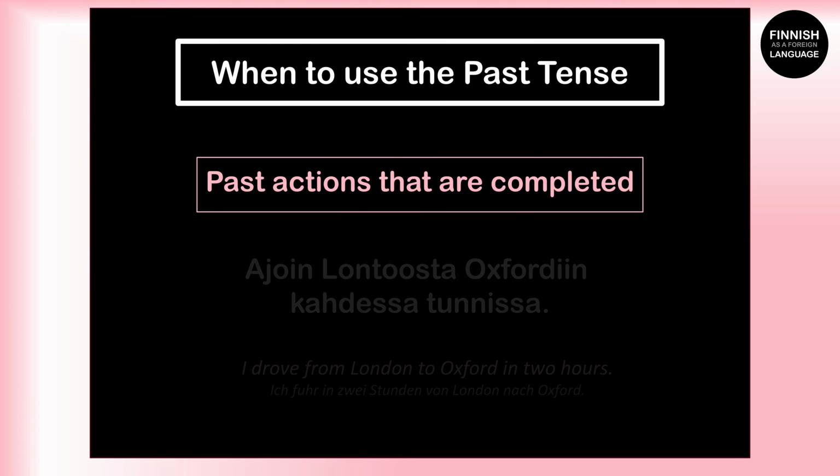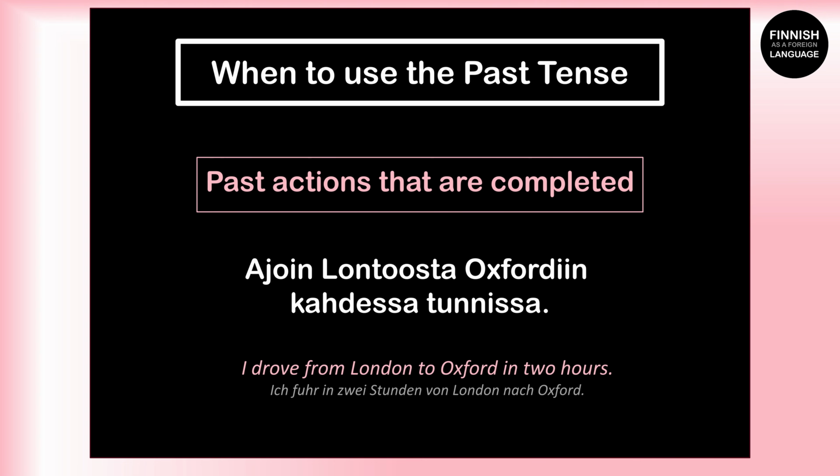Next situation where we use the past tense is when past actions are completed. For example, ajoin Lontoosta Oxfordiin 2 tunnissa. I drove from London to Oxford in 2 hours. Ajoin is here the past tense first person singular of the verb ajaa, which means to drive. Lontoosta means from London. Oxfordiin means to Oxford. 2 tunnissa means in 2 hours. So here we see the action is completed. So let's repeat. Ajoin Lontoosta Oxfordiin 2 tunnissa. I drove from London to Oxford in 2 hours.